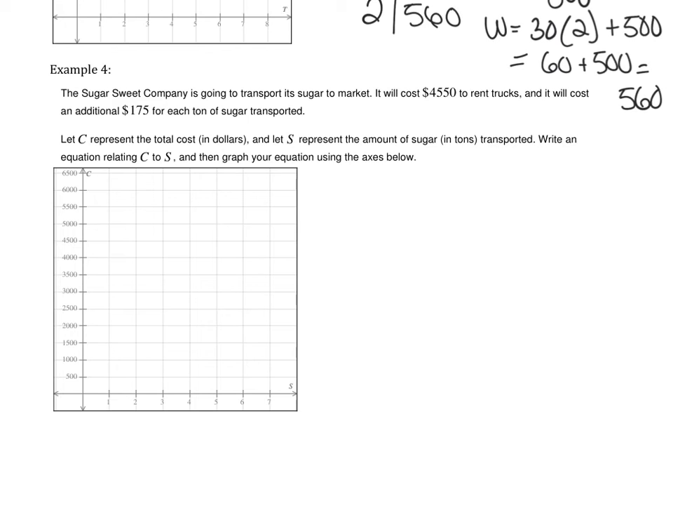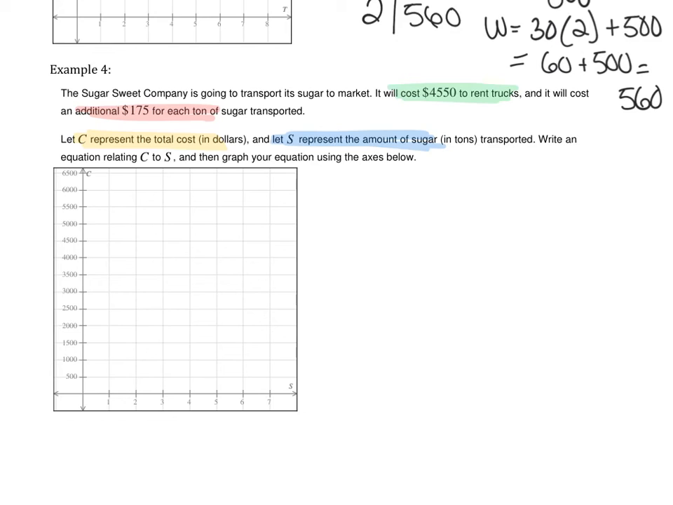So in this one, it says the Sugar Sweet company is going to transport its sugar to the market. It will cost $45.50 to rent trucks, and it will cost an additional $175 for each ton of sugar. So since we see the additional part here, I know that that must be my slope. And I know that we start by renting trucks, so this must be my y-intercept, my starting point. Okay, and then it says let C represent the total, so I know that that one must be my y value, and S represents the amount of sugar, that must be my x value.